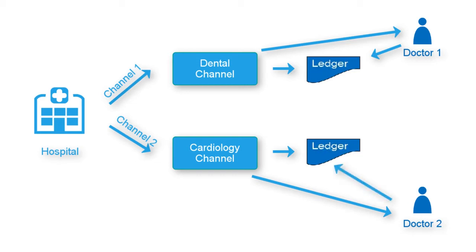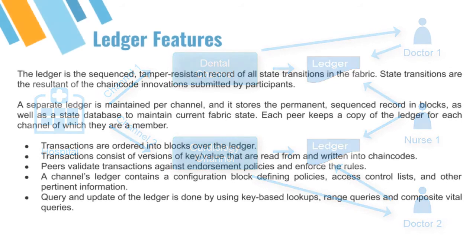Now let's say there is a peer which is nurse 1. This nurse 1 is a participant in both channels. Nurse 1 has access to the dental channel and also the cardiology channel. So nurse 1 as a peer will actually store both copies of the ledger at their end. Nurse 1 will have a copy of the dental ledger and also a copy of the cardiology ledger. So in this way, the ledger is stored at the peer level.